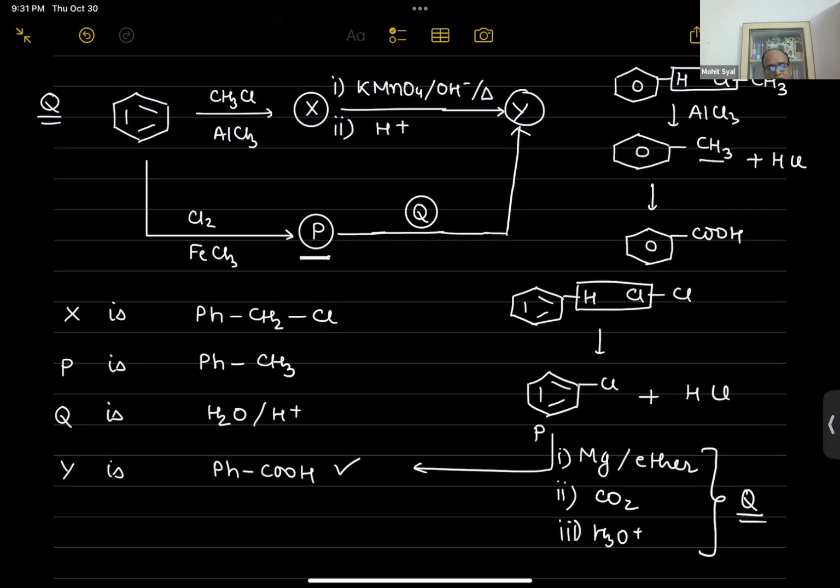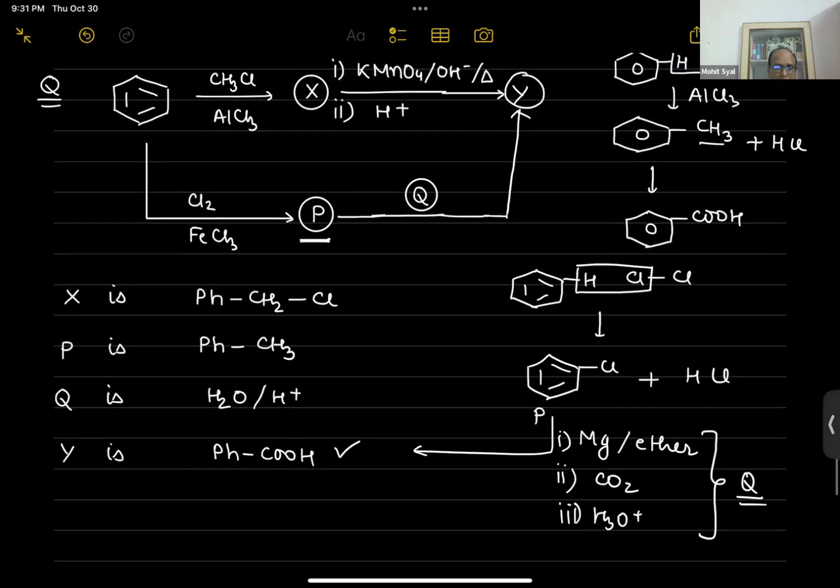Clear? So this, I hope, is clear. Very, very important questions regarding the conversion. Do keep this in mind. Okay, let's have it in the next class.